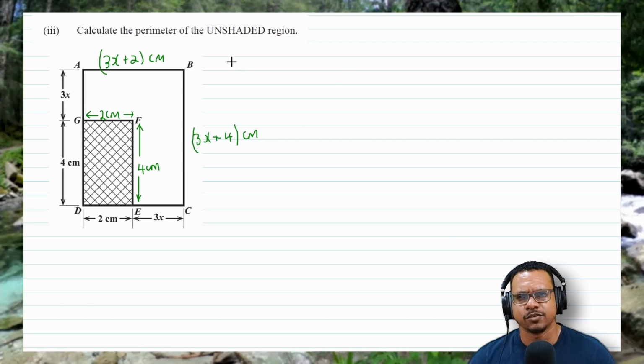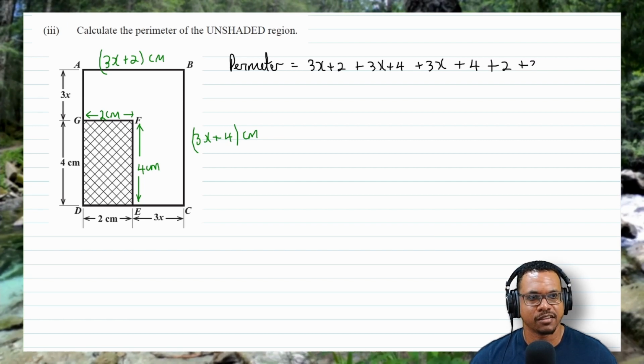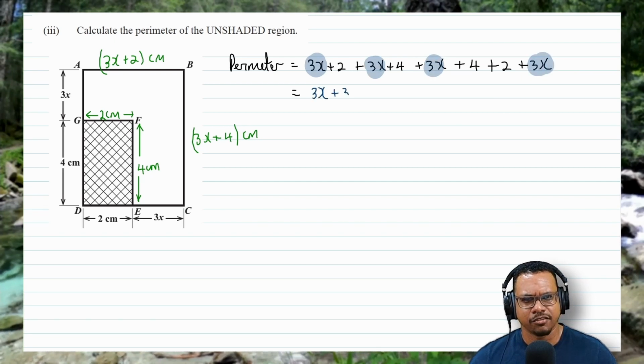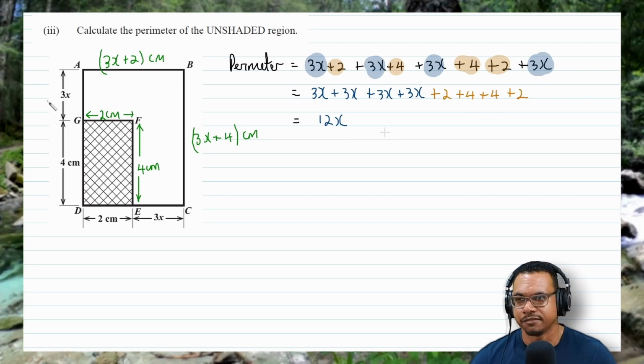So the perimeter is equal to the distance around, which is the 3x plus 2, plus the 3x plus 4, plus the 3x plus 4 plus 2 plus 3x. So now what we can do is simplify this expression. We can bring all our x's together. So we have 3x here, 3x here, 3x here, and 3x. So that'll be 3x plus 3x plus 3x plus 3x, which is basically 3x by 4, which is just 12x. Then we have the constants positive 2 plus 4 plus 4 plus 2. 2 plus 4 is 6, plus 4 is 10, plus 2 is 12. So that'll be plus 12.